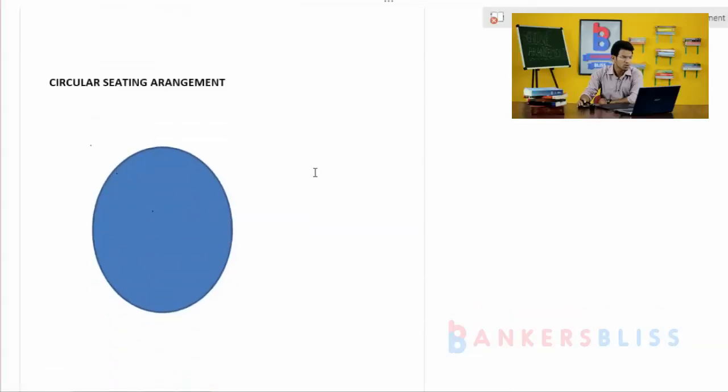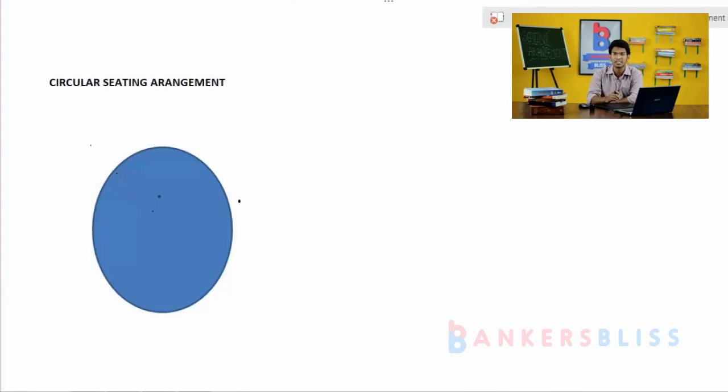Going with the first one, circular sitting arrangement. In a circular sitting arrangement, all the members are sitting around this circular table. Is it clear? Let's discuss the two terms. In a circular sitting arrangement, we have two types. One is facing the center, another one is facing the outside.